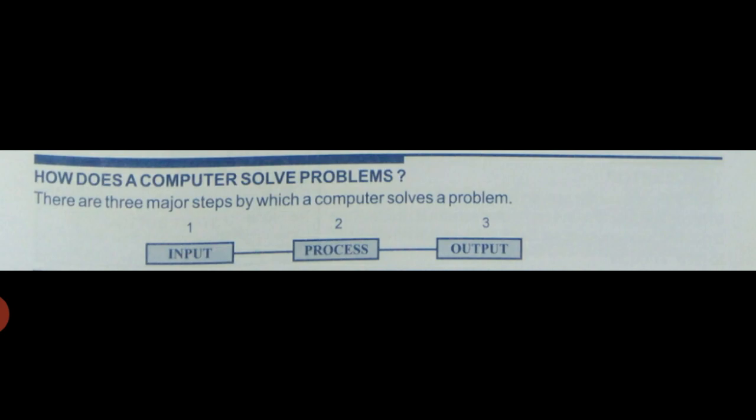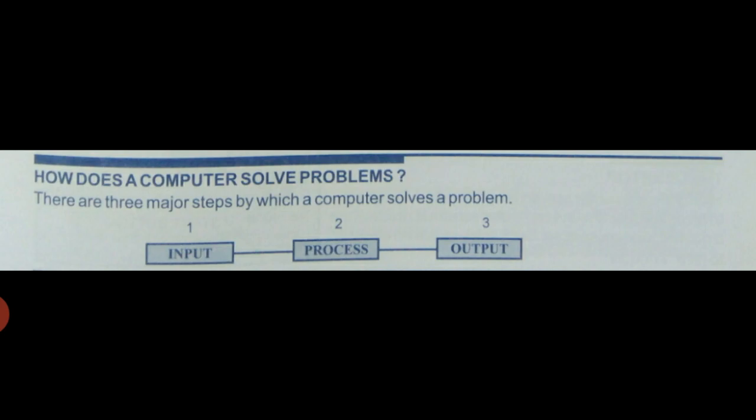There are three major steps by which a computer solves a problem. See, input, process and output. Whenever the user gives input with the help of a keyboard, the computer will accept that input. After accepting the input, the computer will process the given input, and when the process is finished, it will show the proper output.